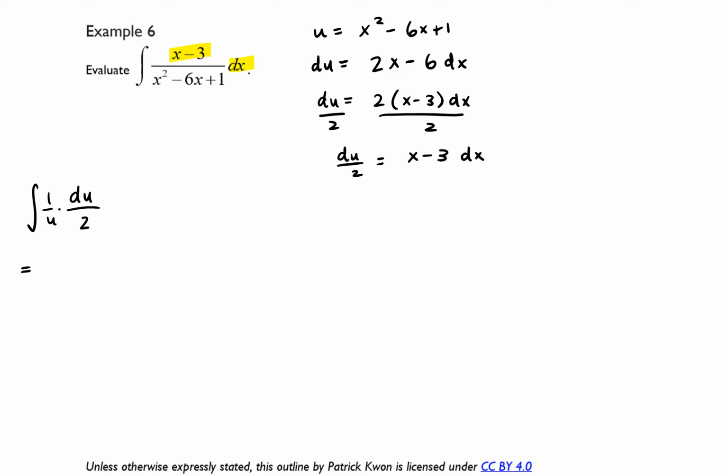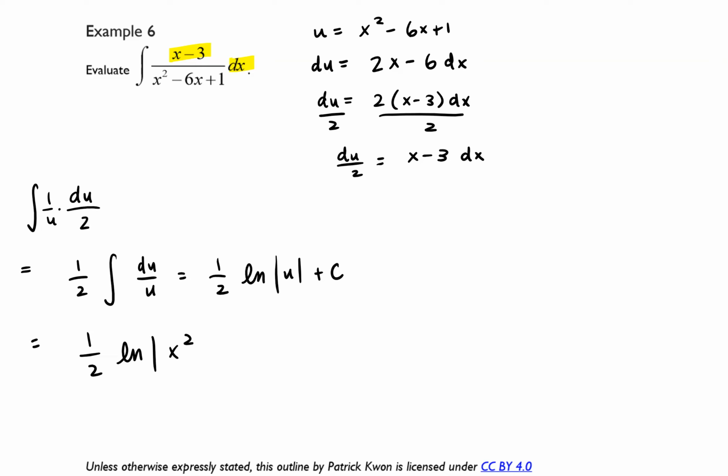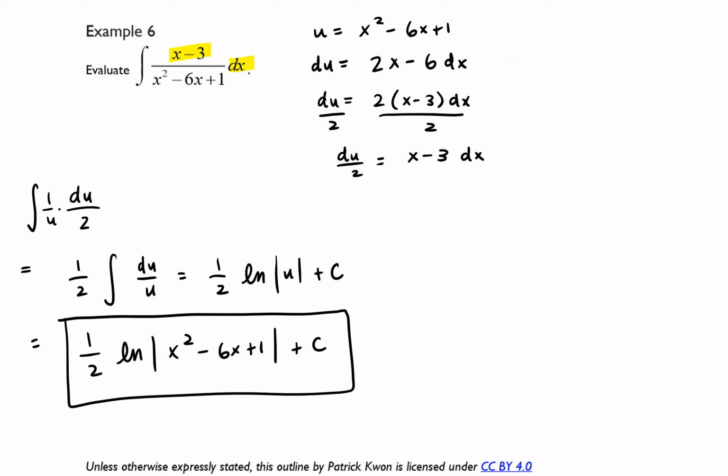And if I rewrite that, that's just 1/2 times the integral of du over u. So that will be 1/2 times the natural log of the absolute value of u plus c. And then that will be 1/2 times the natural log of the absolute value of our u value, which we decided was x squared minus 6x plus 1, plus c. So that concludes example 6.